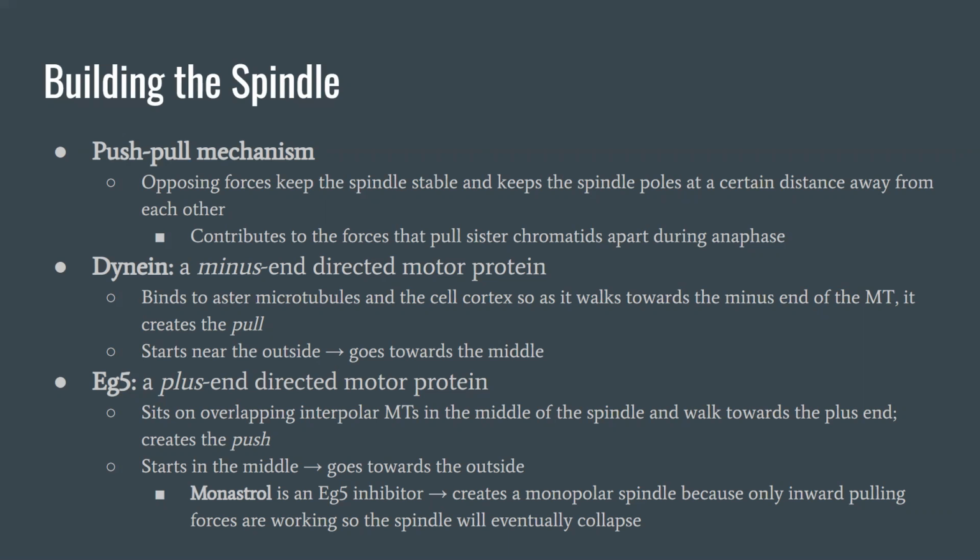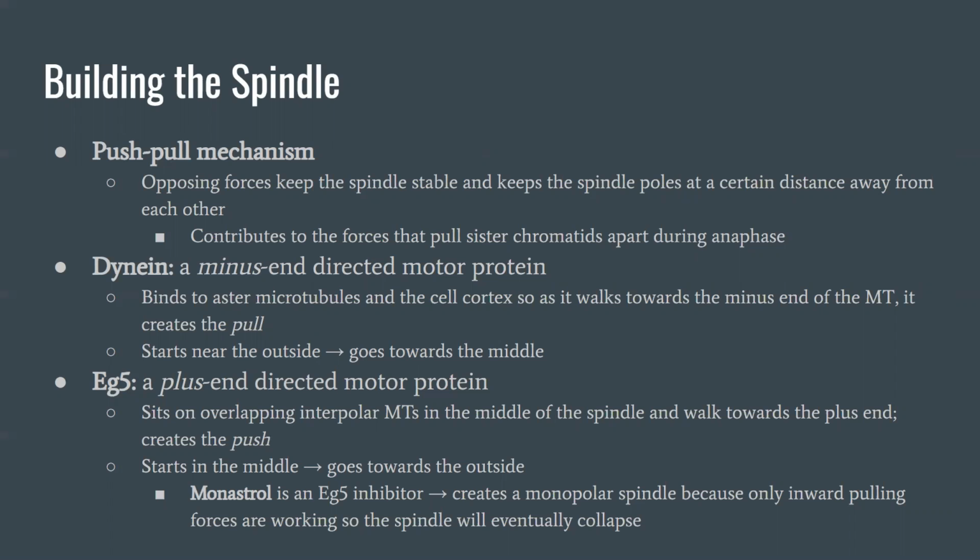And then just a little side note that you should know: monastrol is an EG5 inhibitor. It creates a monopolar spindle because the only force you have is this inward pulling by dynein. There's no push. When dynein is pulling but there's no push, the spindle will collapse. So this just shows how important EG5 and dynein are.